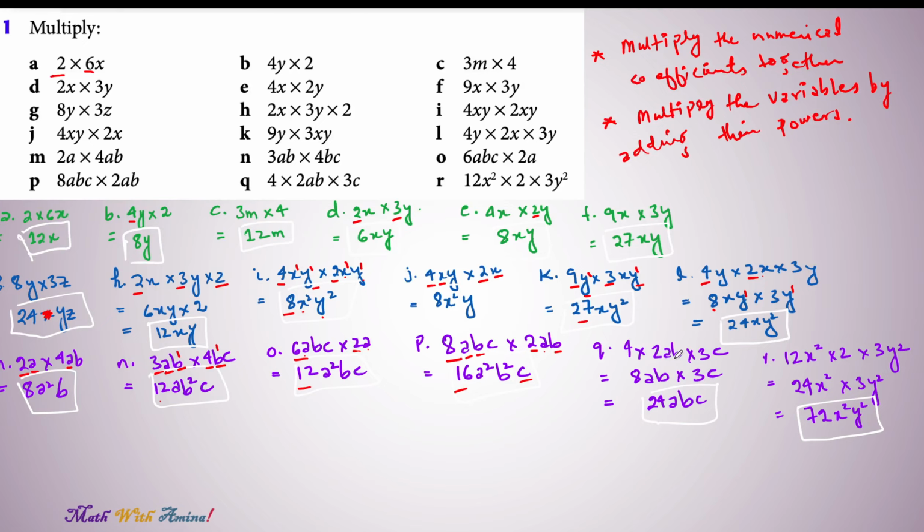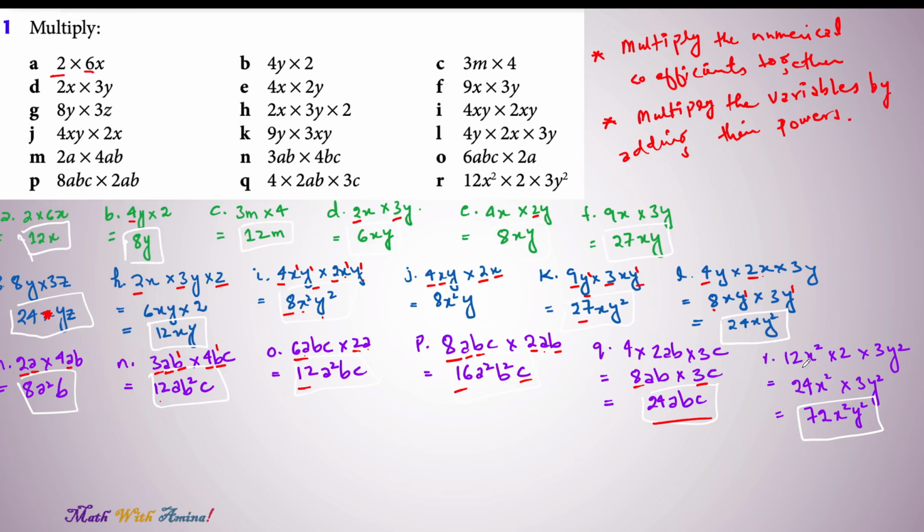4 multiplied by 2ab multiplied by 3c. So 4 multiplied by 2 is equal to 8, and ab will be the same, so it will become 8ab. Then multiplied by 3c, so 8 multiplied by 3 is equal to 24. ab multiplied by c is equal to abc. So the final term would be 24abc.